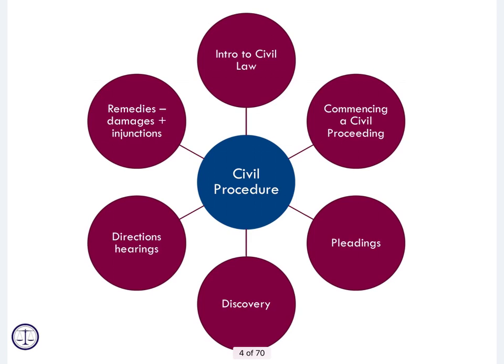In this topic, we will start off with a quick introduction to civil law. Then we will look at how to commence a civil proceeding. Then we'll move on to examining 3 different civil pretrial procedures. These are pleadings, discovery, and directions hearings. Finally, we'll look at the types of remedies that you can get in a civil trial. These include damages and injunctions.